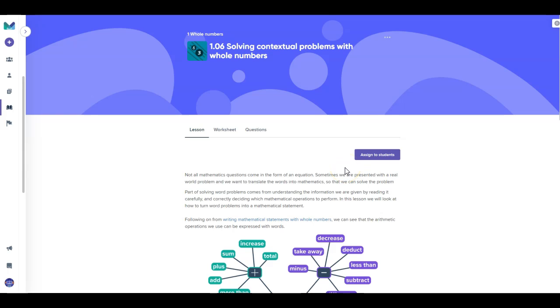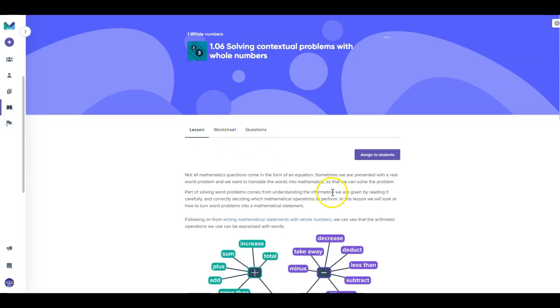Hello Year 7s. In this video we're basically going to extend on what we did in the last section, 1.05, where we looked at turning a worded statement into a mathematical statement. So taking words and turning them into numbers. In this case we're going to do the same thing, but now we're going to be adding the contextual element. So basically we're taking a full worded question, working out what the statement or the equation should be so that we can then solve it at the end. So we're taking it to that next step.